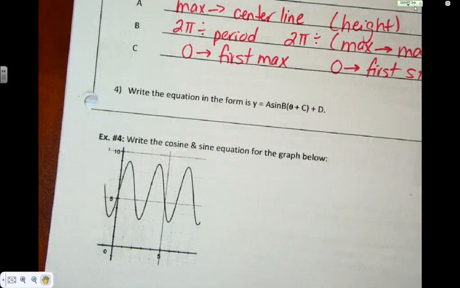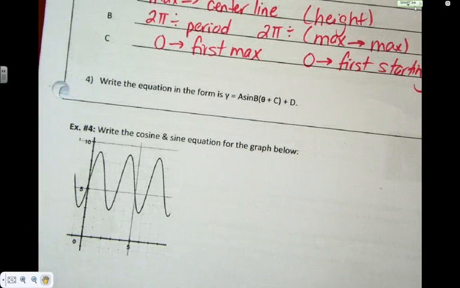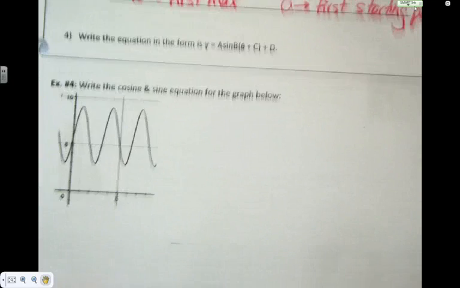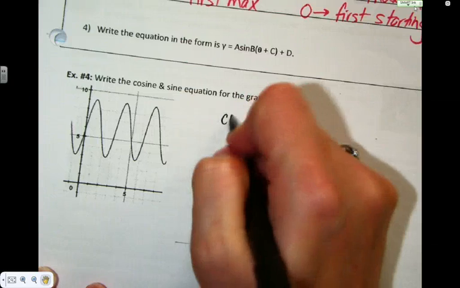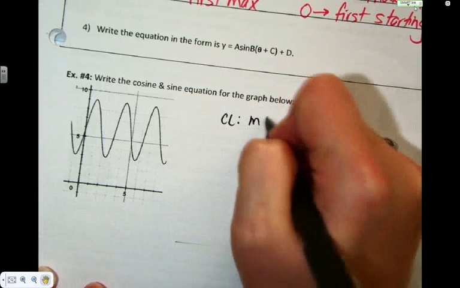So what should we probably mark down first? The center line. How do we find the center line? Something with the middle, something with the max, yes. Height, something with the height of the middle. So max plus min divide by 2.